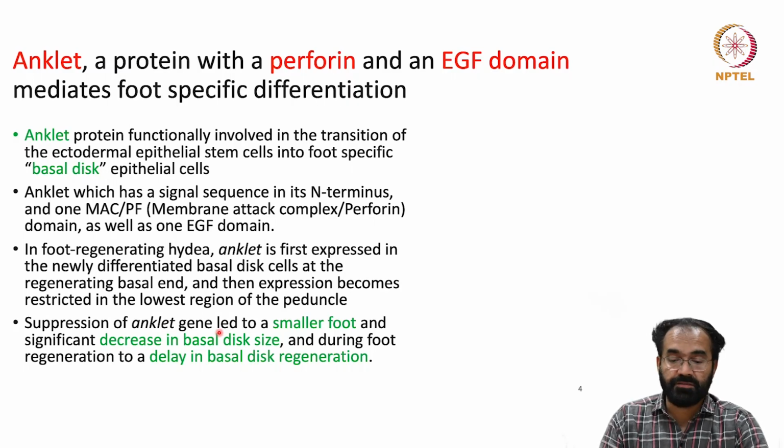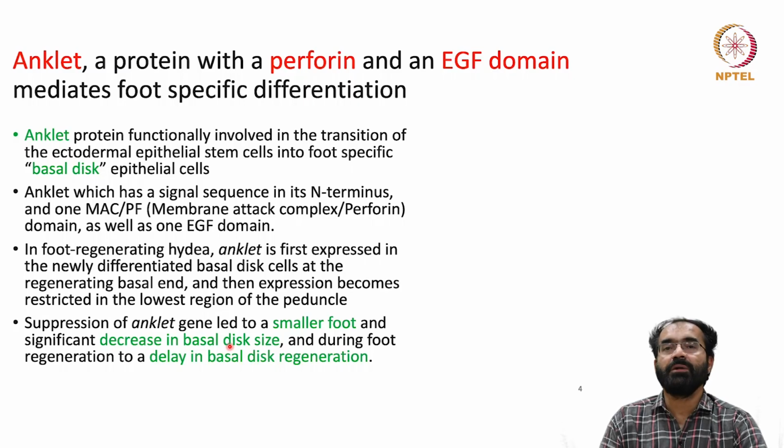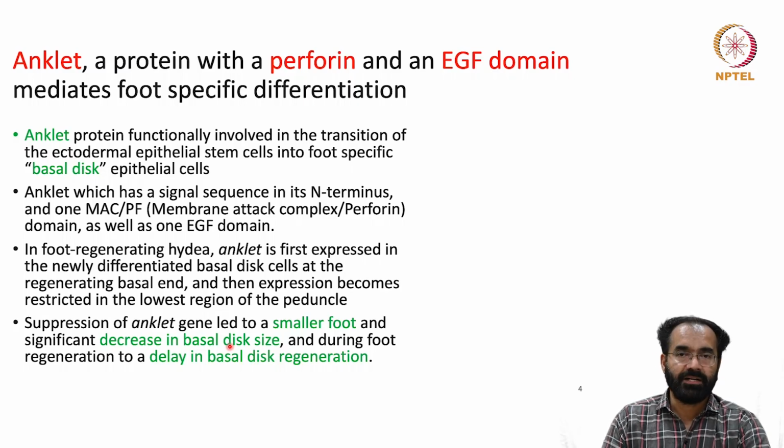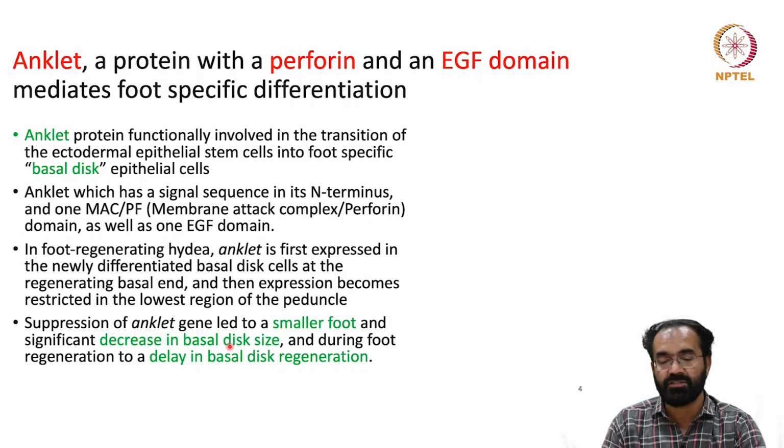So, the suppression of the Anklet gene. What if you get rid of the Anklet gene, knock it down? What will happen? It led to a smaller foot. The foot doesn't look like a foot, and there is a significant decrease in the basal disc size. So for example, your foot may be 30 centimeters or 20 centimeters long from the tip of your toe to the back of your foot. What if it is made into something like that of a small baby? You will struggle to balance, right? So the foot has to have a specific size if it has to anchor.